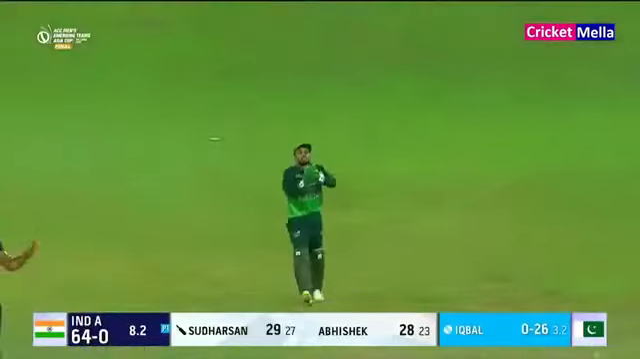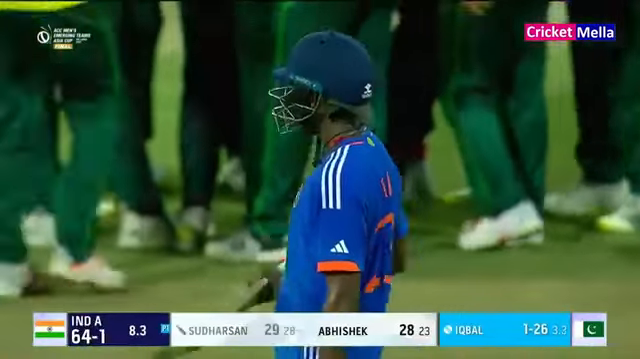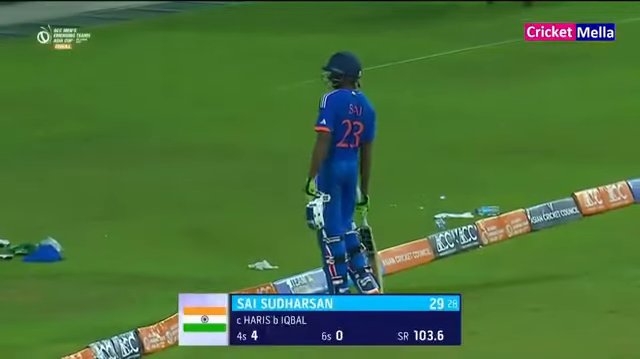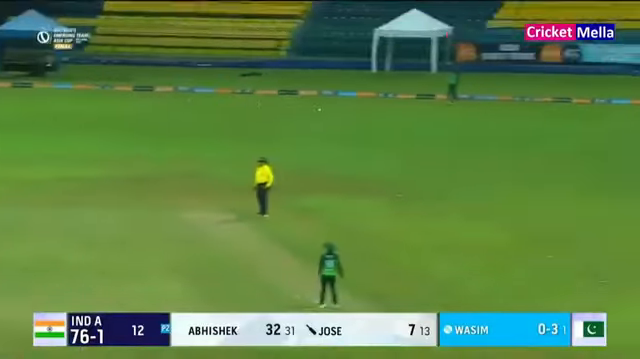Oh, what have I done here? Sai Sudarshan going for a pull shot. It's a skyer to the keeper. Beaten by real pace. We'll talk about that in a moment.